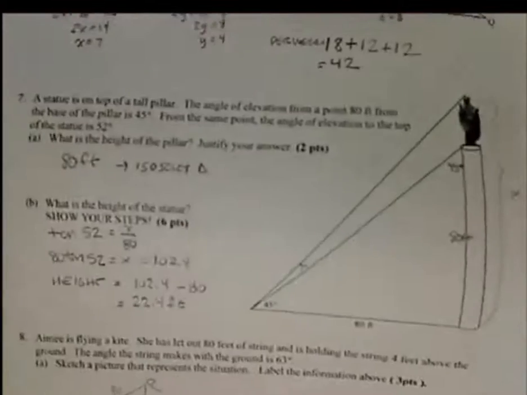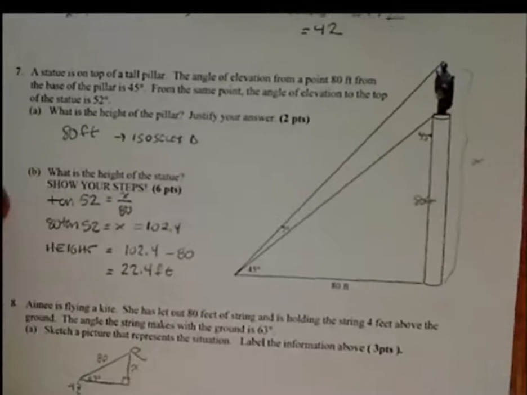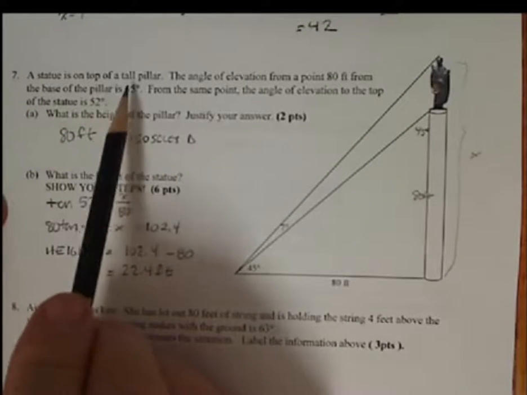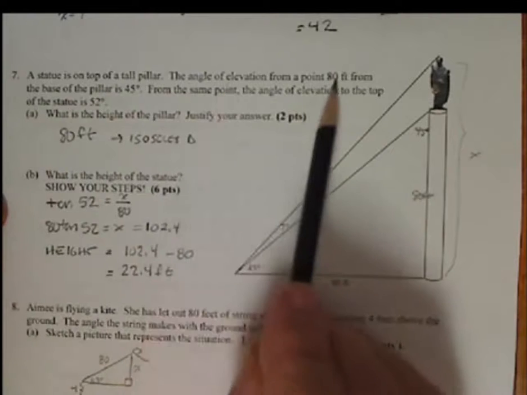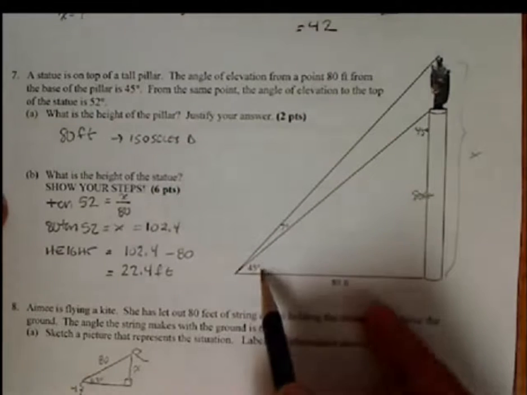Okay, this is a trig example. So we're going to be using SOHCAHTOA. Now, be careful with this kind of a problem. Statue is the top of a tall pillar. That's the statue. Angle elevation from point 80 feet from the base is 45 degrees. So this is 45 degrees.